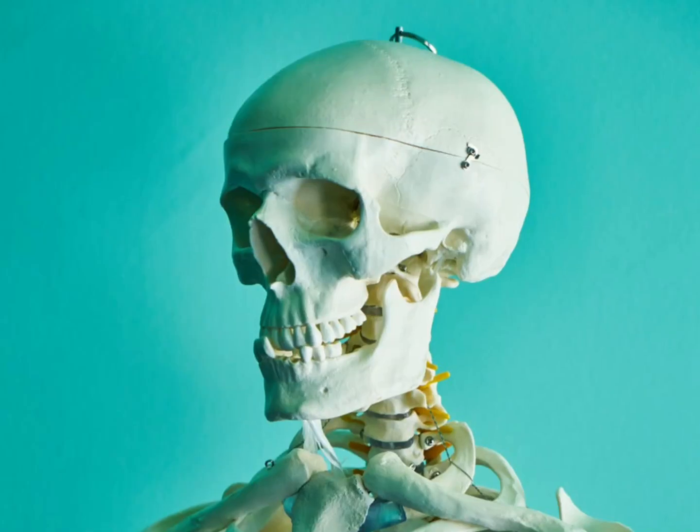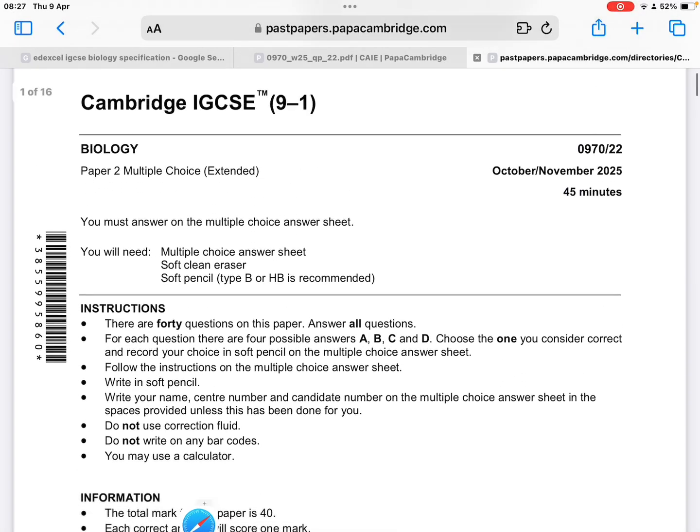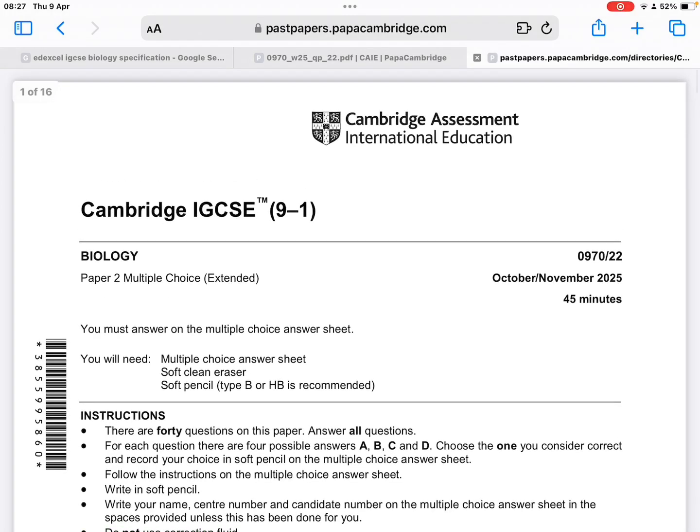Okay, welcome. So we are going to do a multiple choice. It is October, November 25, so a fairly recent one. As I'm sure you already know, it's a 40 question paper. You get 45 minutes, so slightly over a minute a mark, very generous.